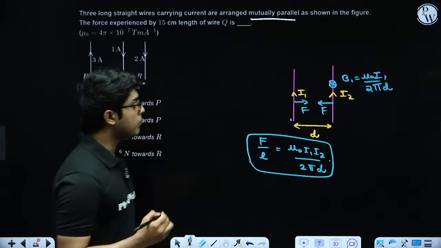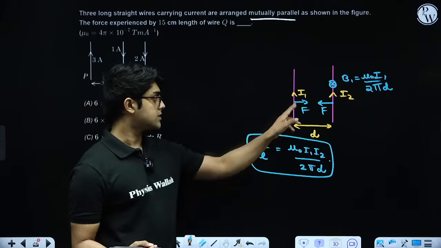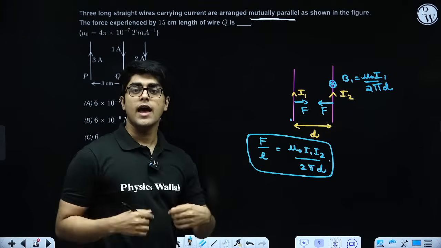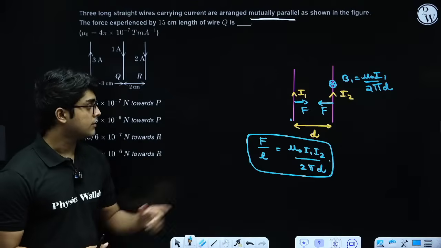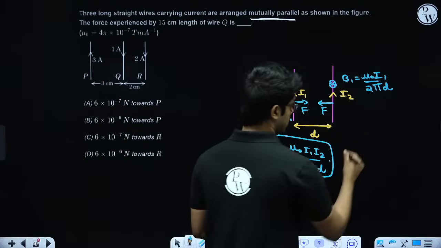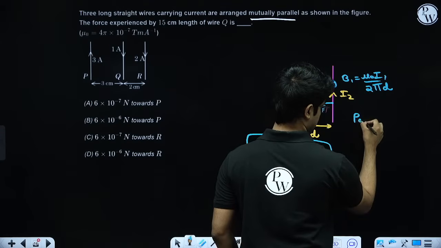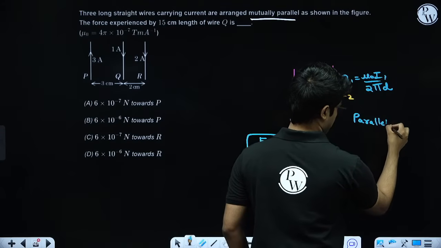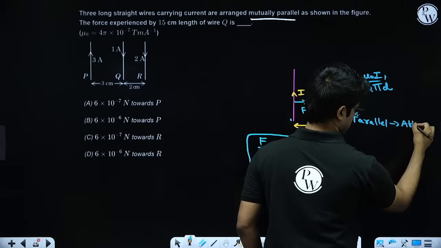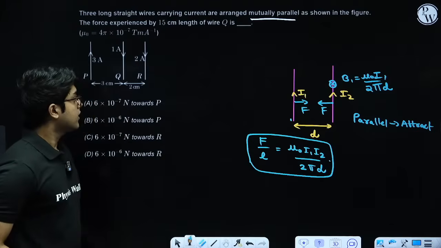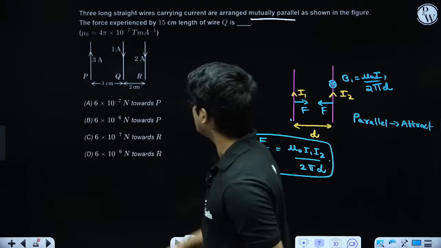The main important idea that you need to keep in mind is that if we have parallel currents, then these wires attract each other, and if we have anti-parallel currents, then the wires repel each other. So parallel attract, anti-parallel repel.